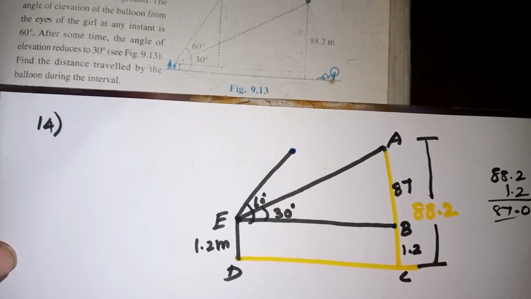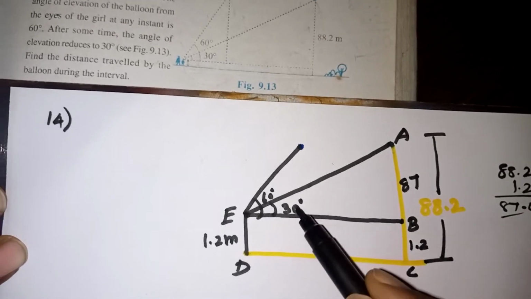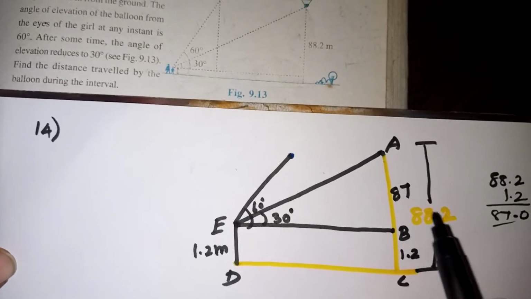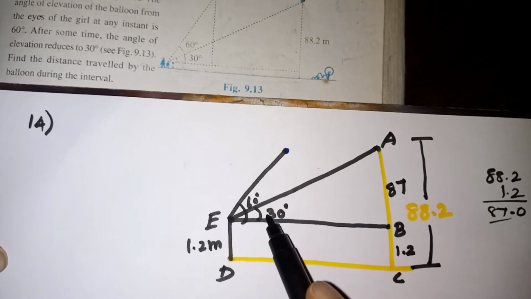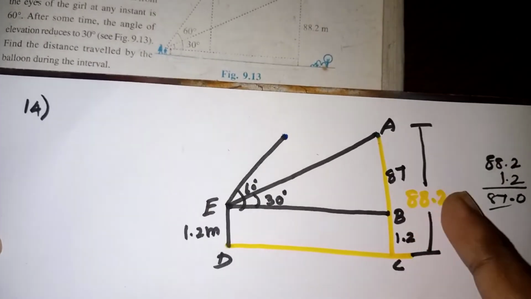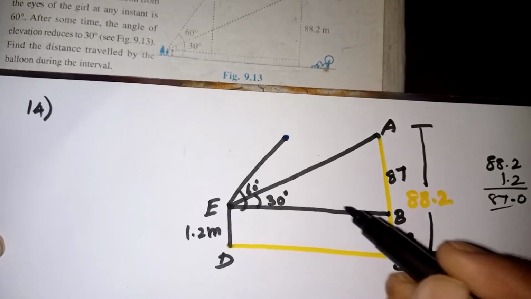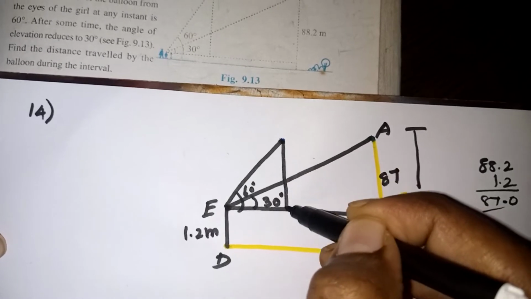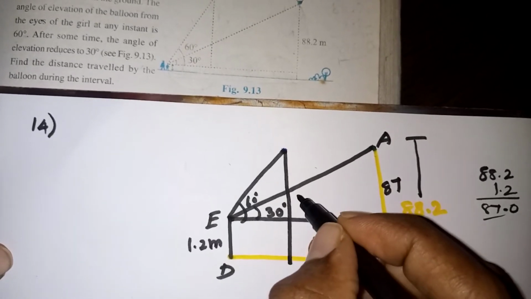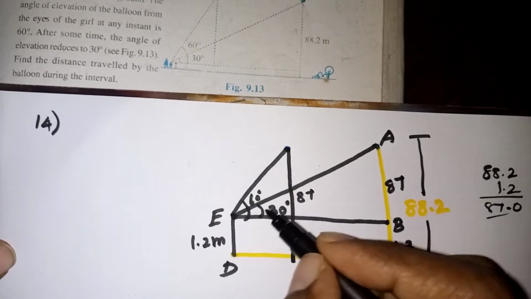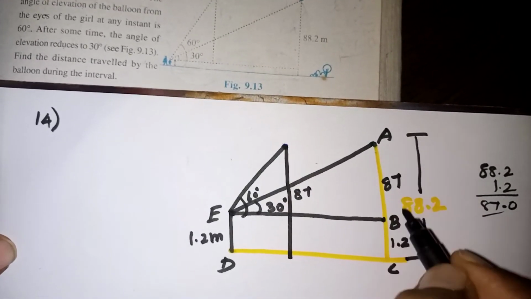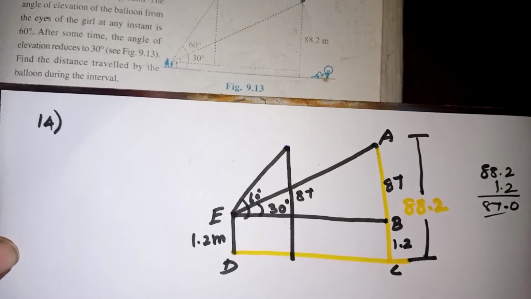Whenever we apply the trigonometric ratios, for this triangle the opposite side is only 87, not 88.2. So this is our triangle, and you should not use 88.2. That is the thing you must know. Again, you can join this here. This is 87, so here also it will be 87 for this triangle. The first triangle is named ABE, so let us write it now.